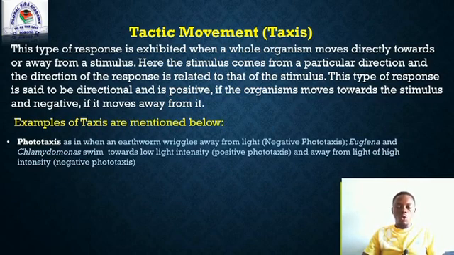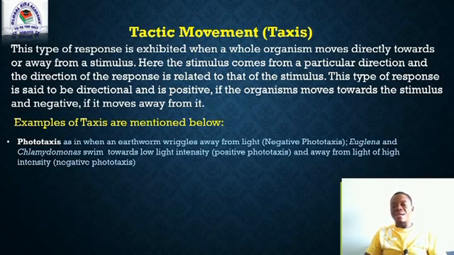One is phototaxis, from the word photo. The word photo there is talking about light. So talking about phototaxis now, we're talking about the response of an organism to light. So in phototaxis, as we have when an earthworm wriggles away from light, when it's moving away from this light stimulus, we call it negative phototaxis.